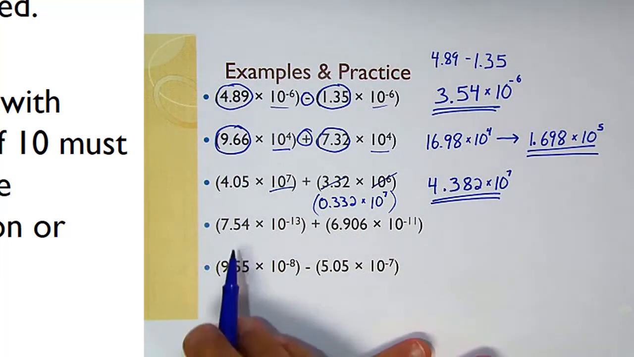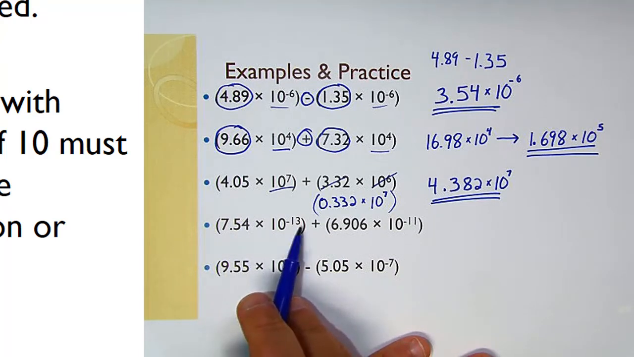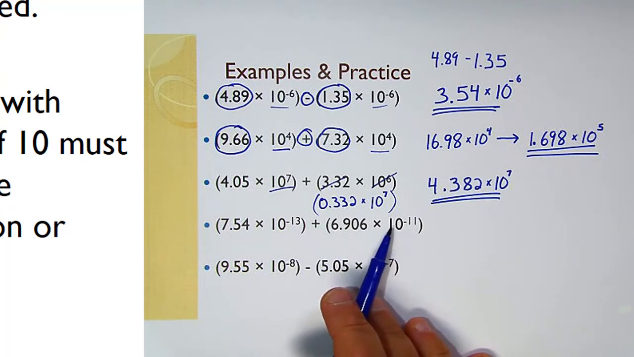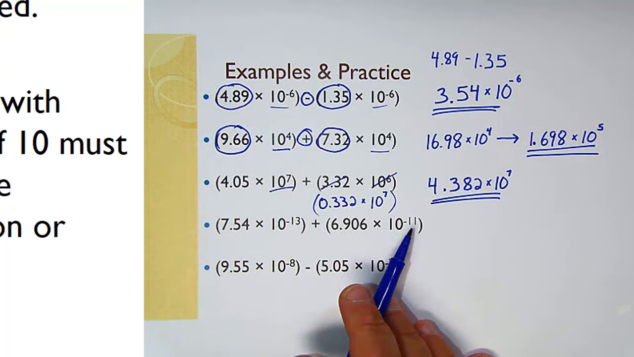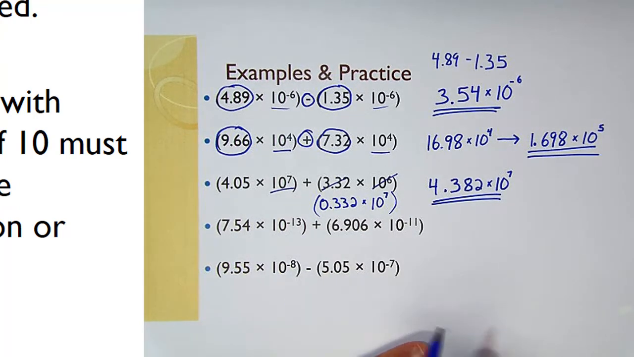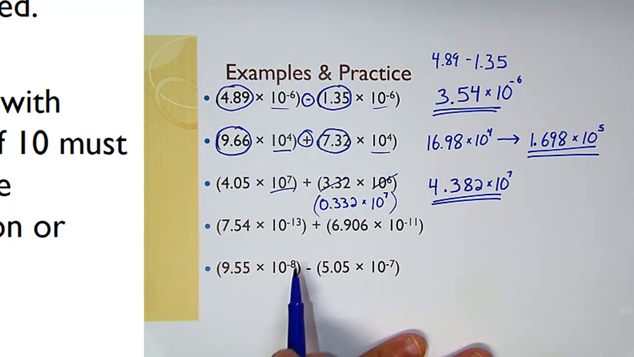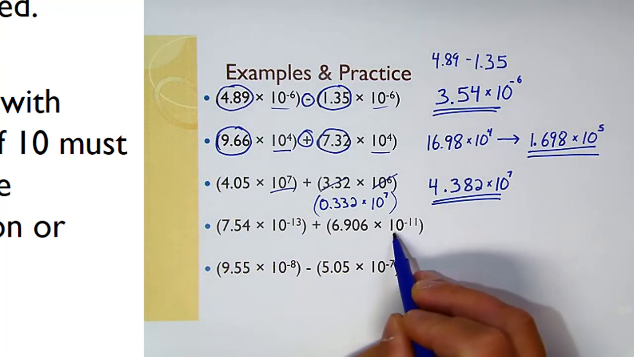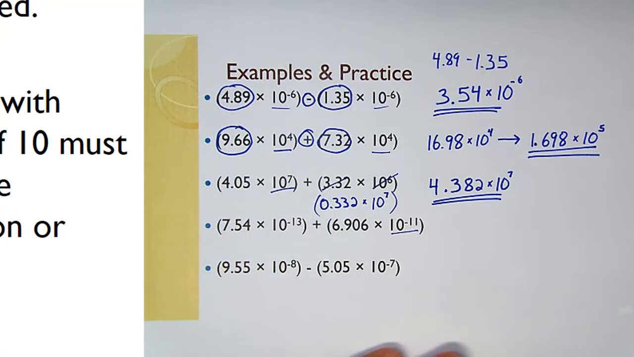Okay, let's do one more together. 7.54 times 10 to the negative 13th plus 6.906 times 10 to the negative 11th. Those powers of 10 do not match. We can either make them match the negative 11, the negative 13, or we could split the difference and go to the negative 12. But again, the best bet is to go to the larger power of 10. Now be careful here. It's tempting to say the negative 13 is the larger, but it's not. Negative 11 is bigger than negative 13. And so we're going to change both of these to 10 to the negative 11th.